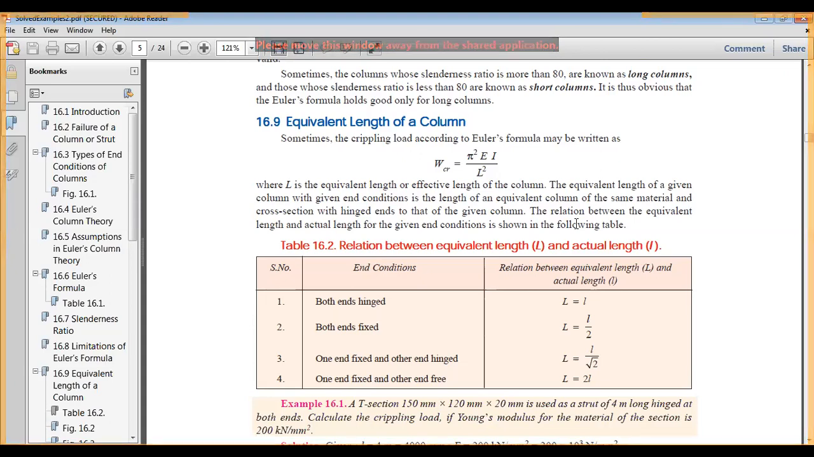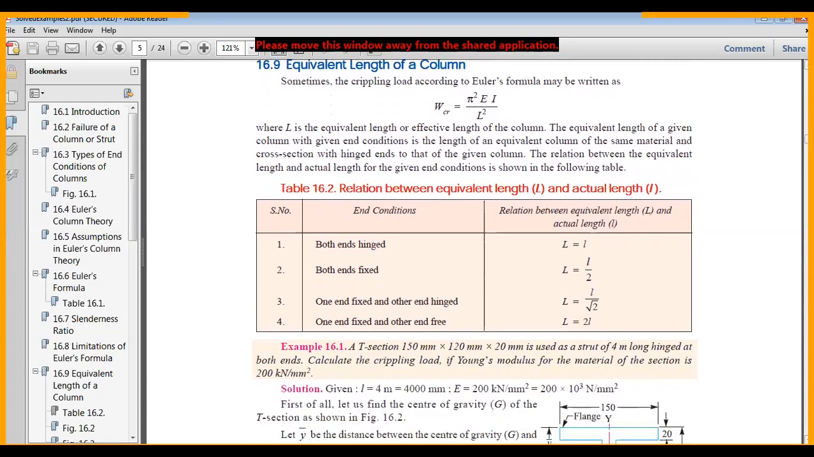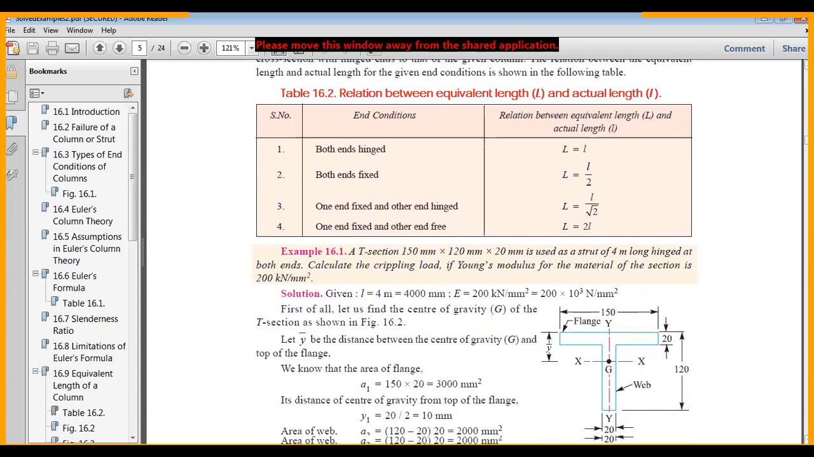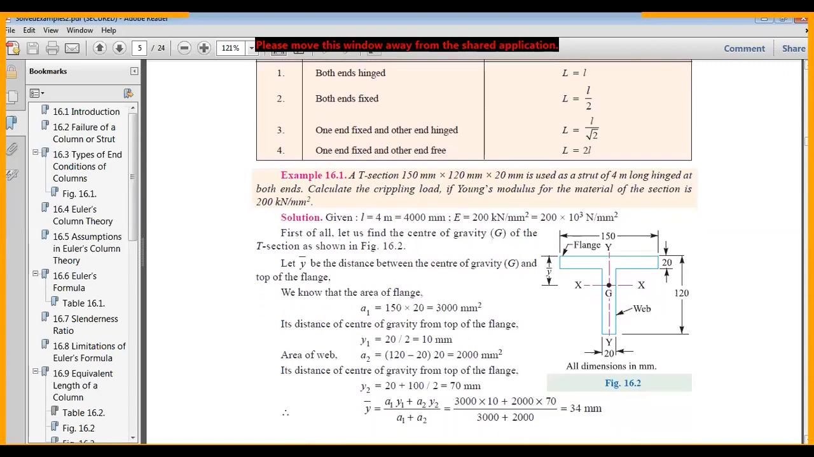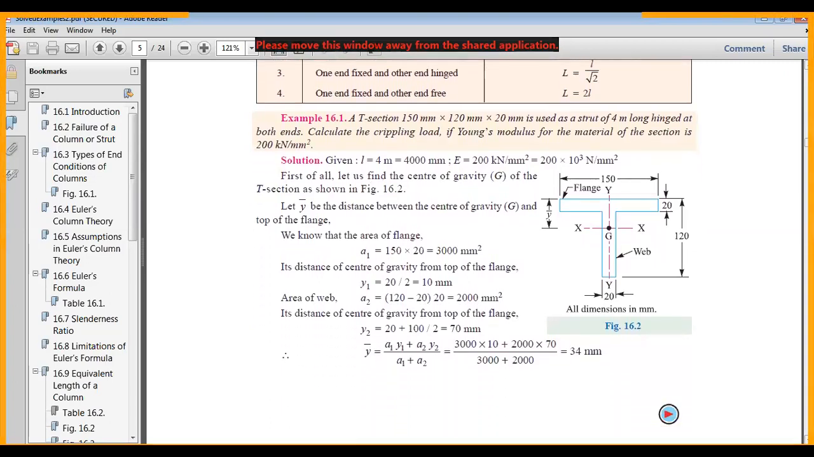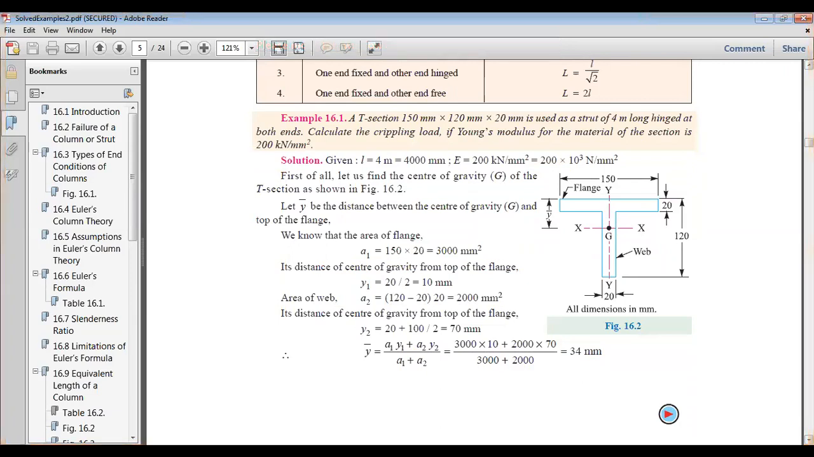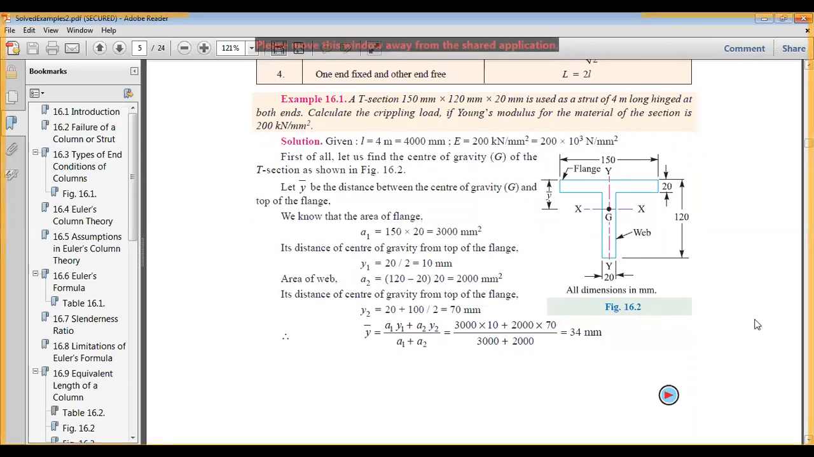So now we have solved the example, where we have to find different types of problems and different types of conditions we'll put. So let's evaluate a T section whose dimensions are given. We have to find the crippling load, or Euler's crippling load WCR, or buckling load that is going to fail this column. These are the given dimensions.